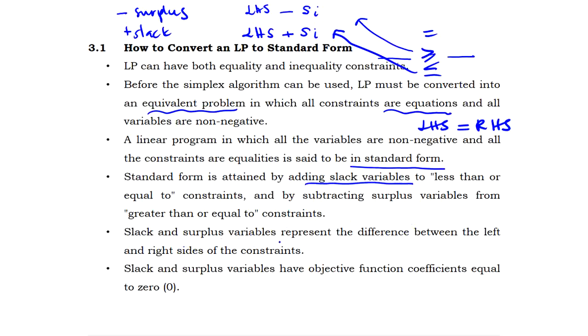Slack and surplus variables represent the difference between the left and right sides of the constraints. Slack and surplus variables have an objective function coefficient equal to 0.